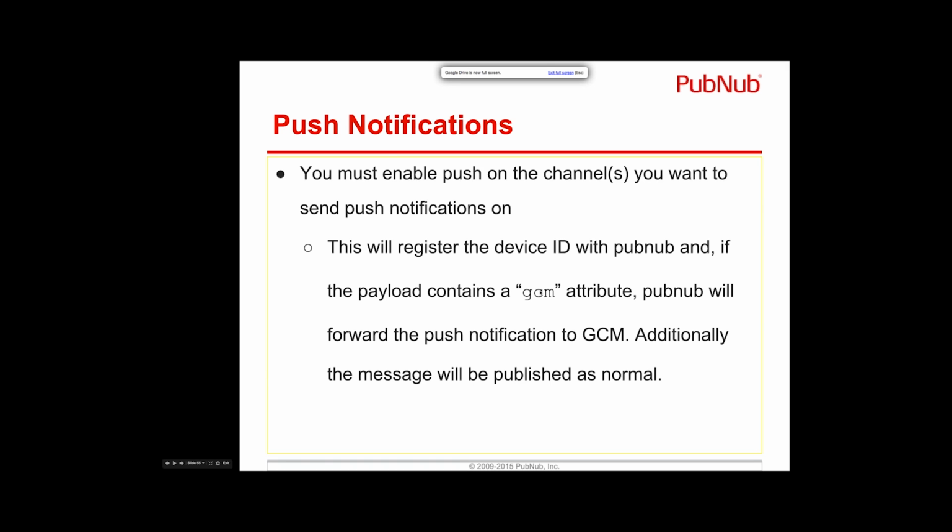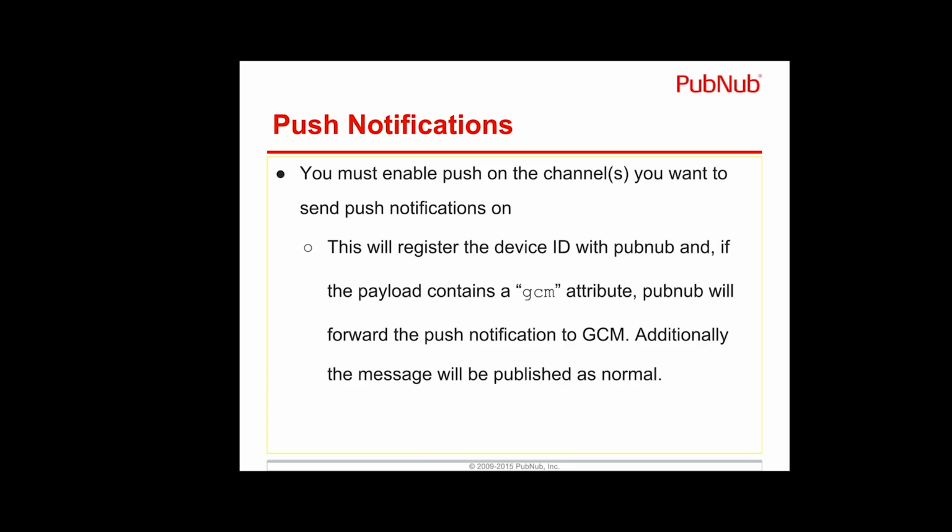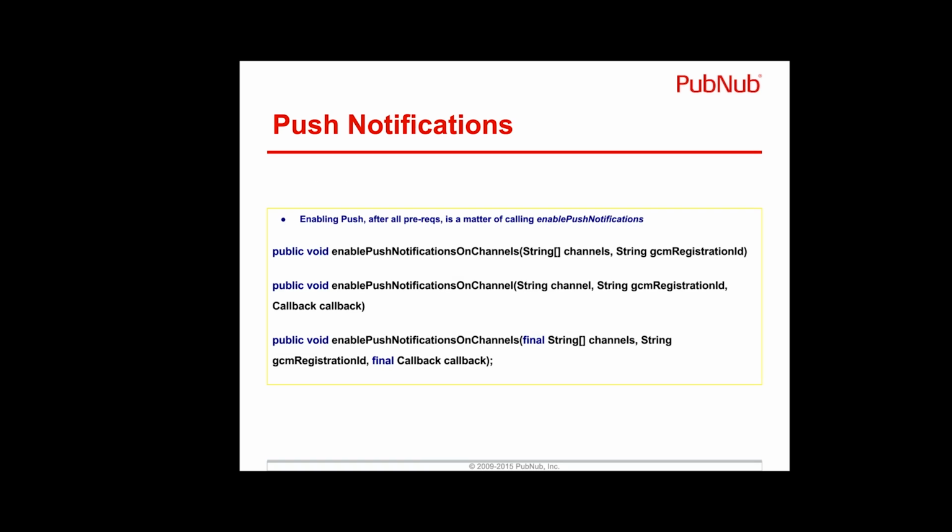Make sure you have that GCM attribute, and that's what will tell PubNub that it is actually a push notification. But prior to doing that, make sure you enable your push notifications on a given channel. We have some overrides of that here.